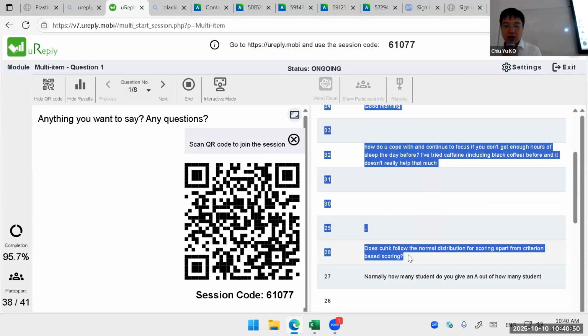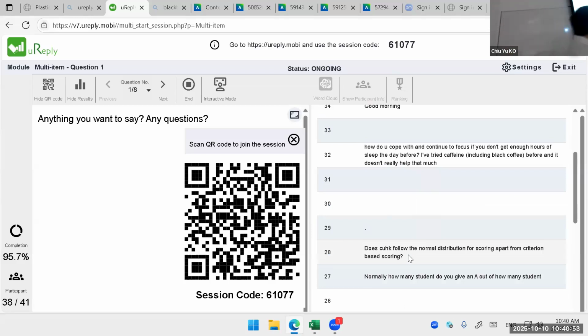I don't think we actually do any normal distribution, but we use criteria-based scoring. But surprisingly, even when we do criteria-based scoring, the way the students perform actually follows some distribution. It's obviously not normal, but when the class is large and you look at the data, it still follows some distribution anyway. So it doesn't seem that because we adopt criterion-based learning, a lot of people work very hard and try to get an A. It doesn't work in this way.